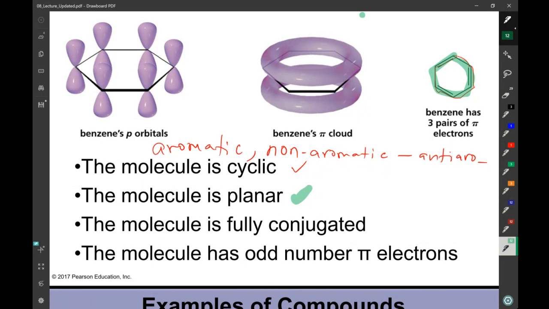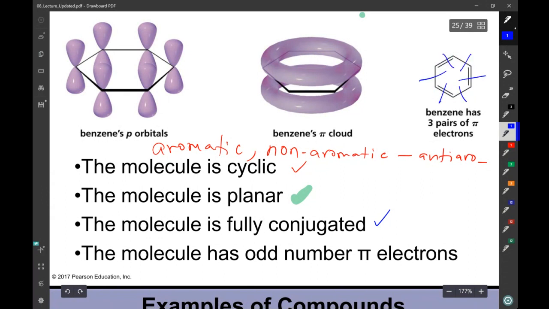Now the molecule must be fully conjugated. You know what it means to be fully conjugated? Alternation of double and single bonds: double, single, double, single. You can see that with the benzene molecule over here. I have a double, a single, a double, a single, a double, a single. So I have it fully conjugated. All the carbon atoms in this molecule are sp2 hybridized, so that takes care of the planarity.